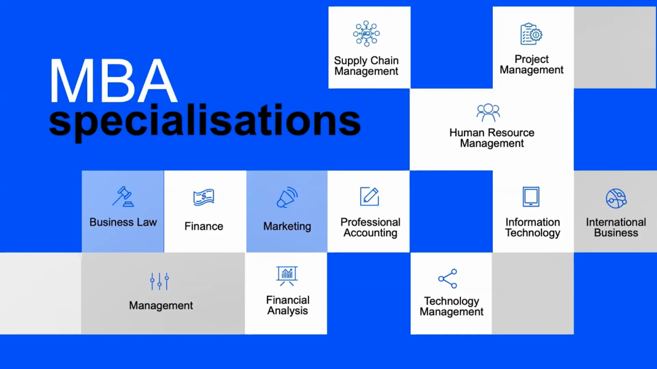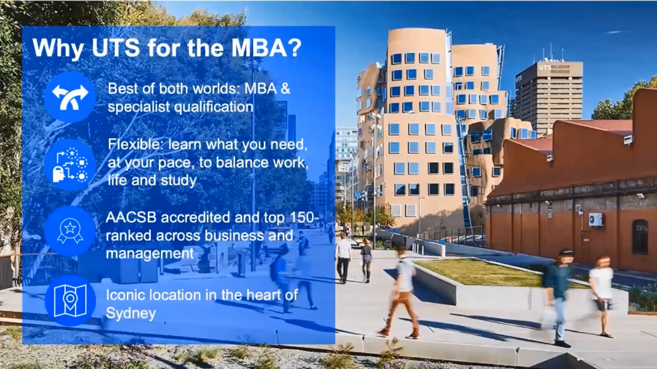And we also have about 20 sub-major options, which include many of these. For example, accounting and international business are also offered as a sub-major option. So you have a huge variety to choose from. And that is one of our key differences that makes the UTS MBA more flexible and more focused to your needs.